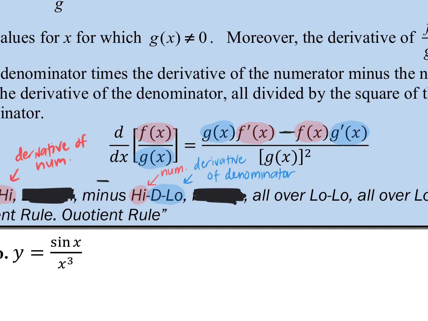And then it says all over, which means division. So that whole thing on top is being divided by low, low, or low squared. So that is my denominator squared.